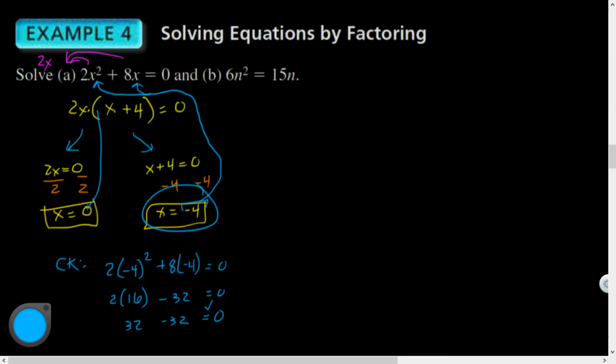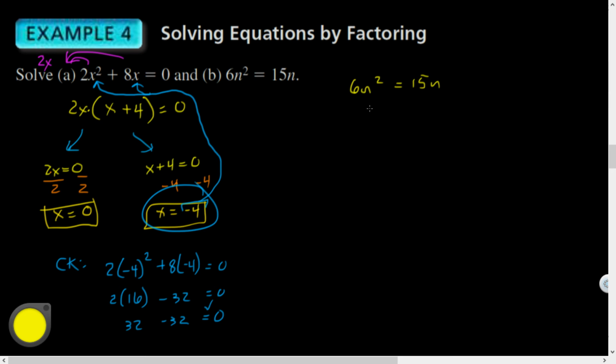And also, it works if you plug in 0, and that's a little bit more obvious, but I'm not worried about that right now. Let's look at part B. All right, last example, because we're running out of time. I want to make sure you guys get some questing time in here. I'm going to rewrite this: 6n squared equals 15n. I just want to give myself a little bit more space.